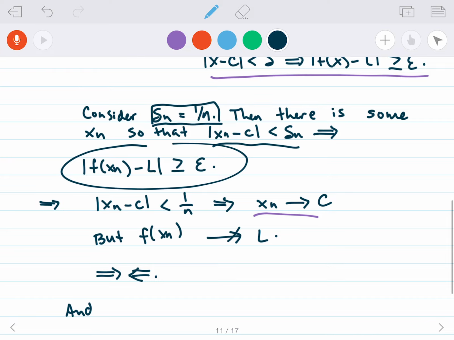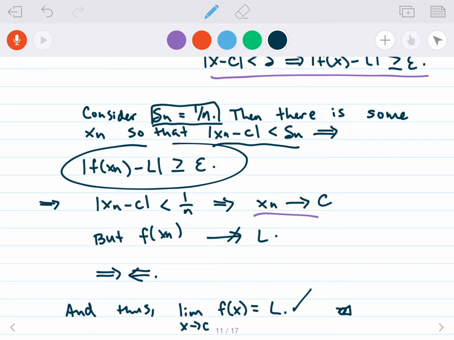And therefore, the limit does exist, and it equals L. Okay, and so that's the end of the proof. So we did the forward and the backward direction, and it's shown.